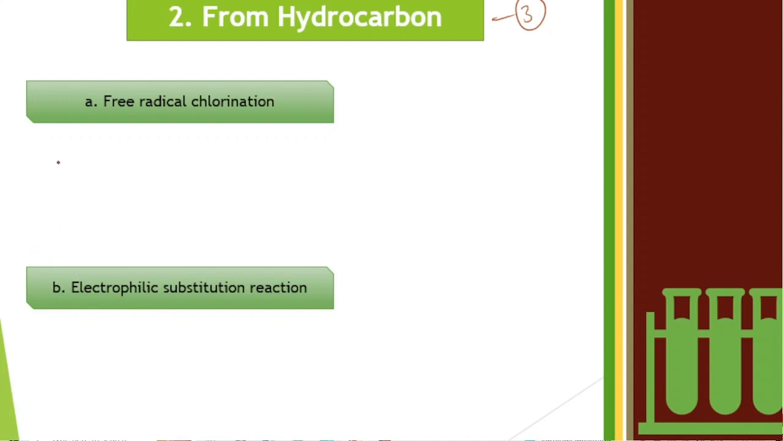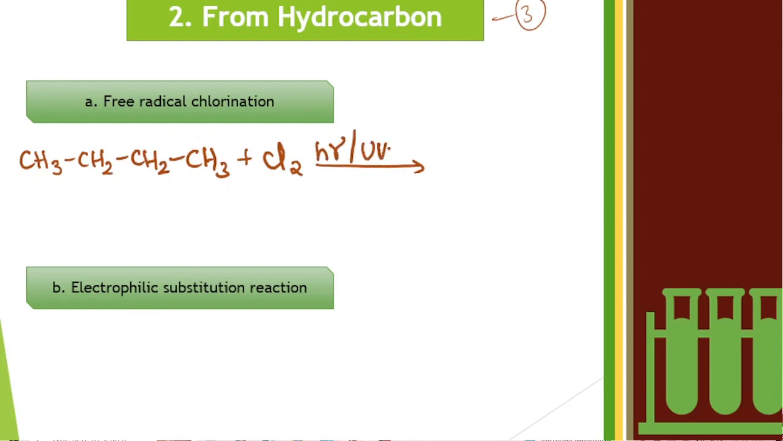For free radical chlorination, I am going to take an alkane. Here I am going to take butane, for example. What is butane? CH3, CH2, CH2, CH3. This is your butane. To the butane, I am going to add chlorine, Cl2, in the presence of h nu, that is UV light or UV radiation. You will get two different types of products based on the attachment of Cl.